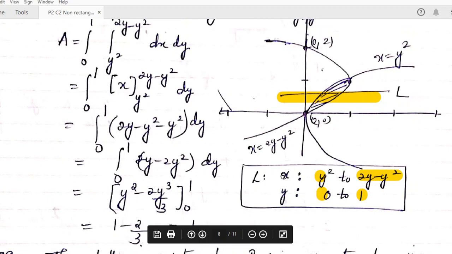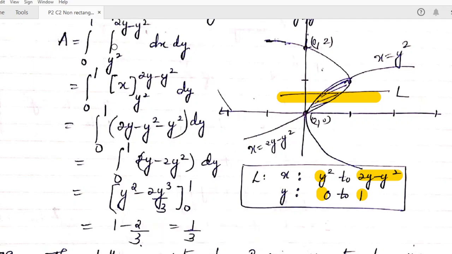So once we get the limits of x and y, now we'll be substituting these limits in our formula for area. A is equal to integral 0 to 1, integral y square to 2y minus y square, dx dy. So integral dx dy means first you integrate with respect to x, you get x, upper limit is 2y minus y square, lower limit is y square, dy. Now put upper limit minus lower limit and simplify. So by simplifying you get this form, integral 0 to 1 of 2y minus 2y square dy.